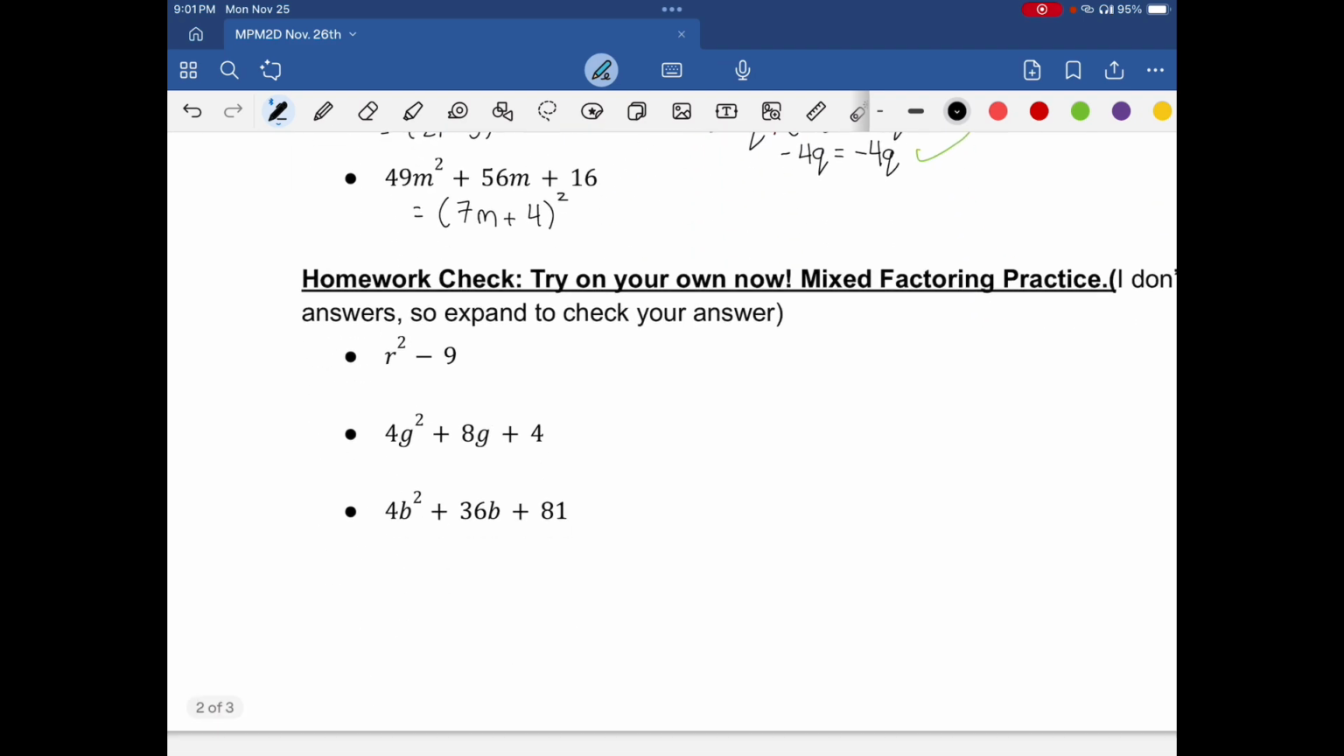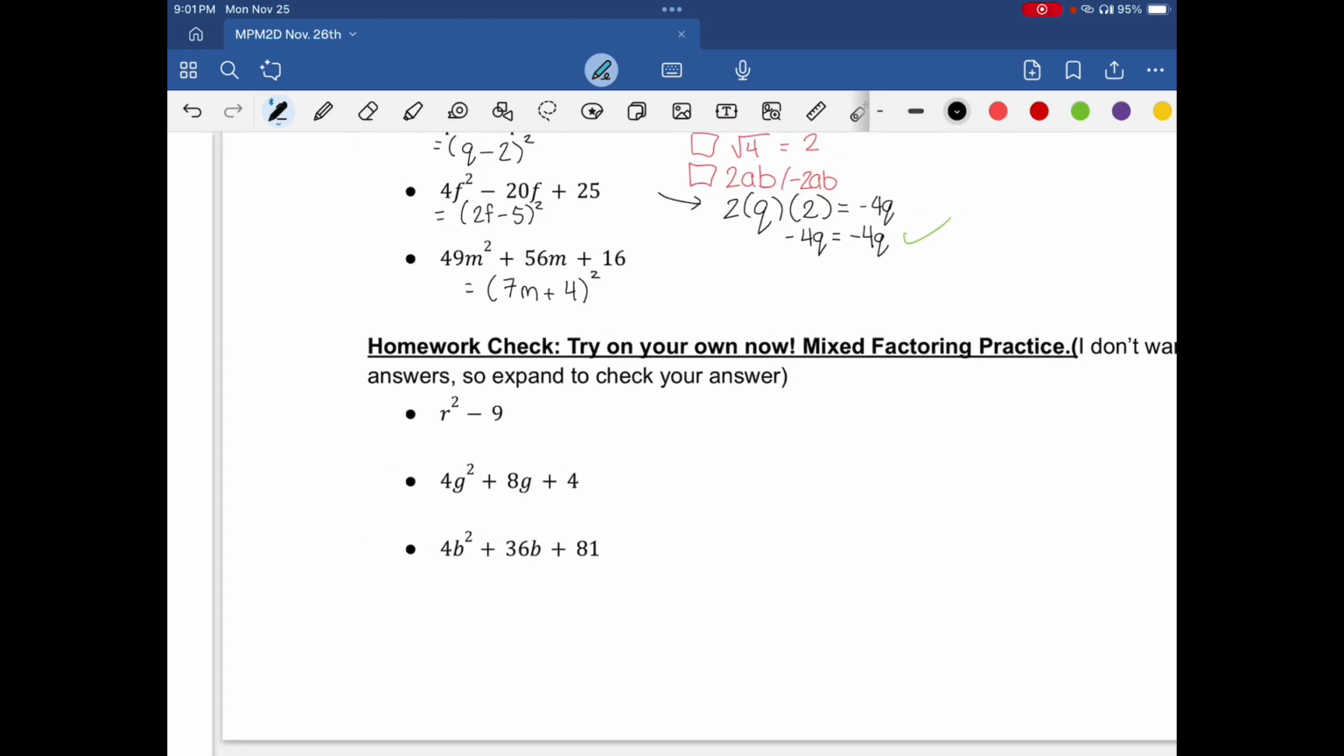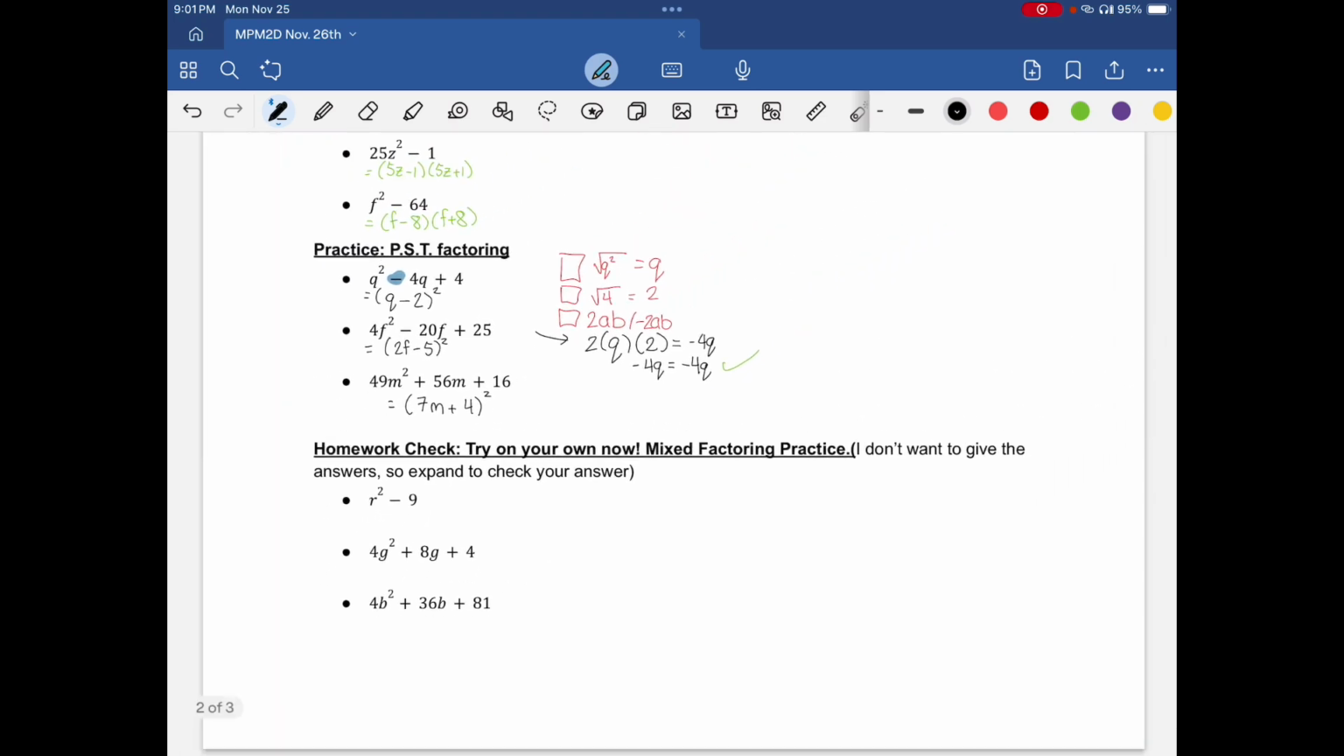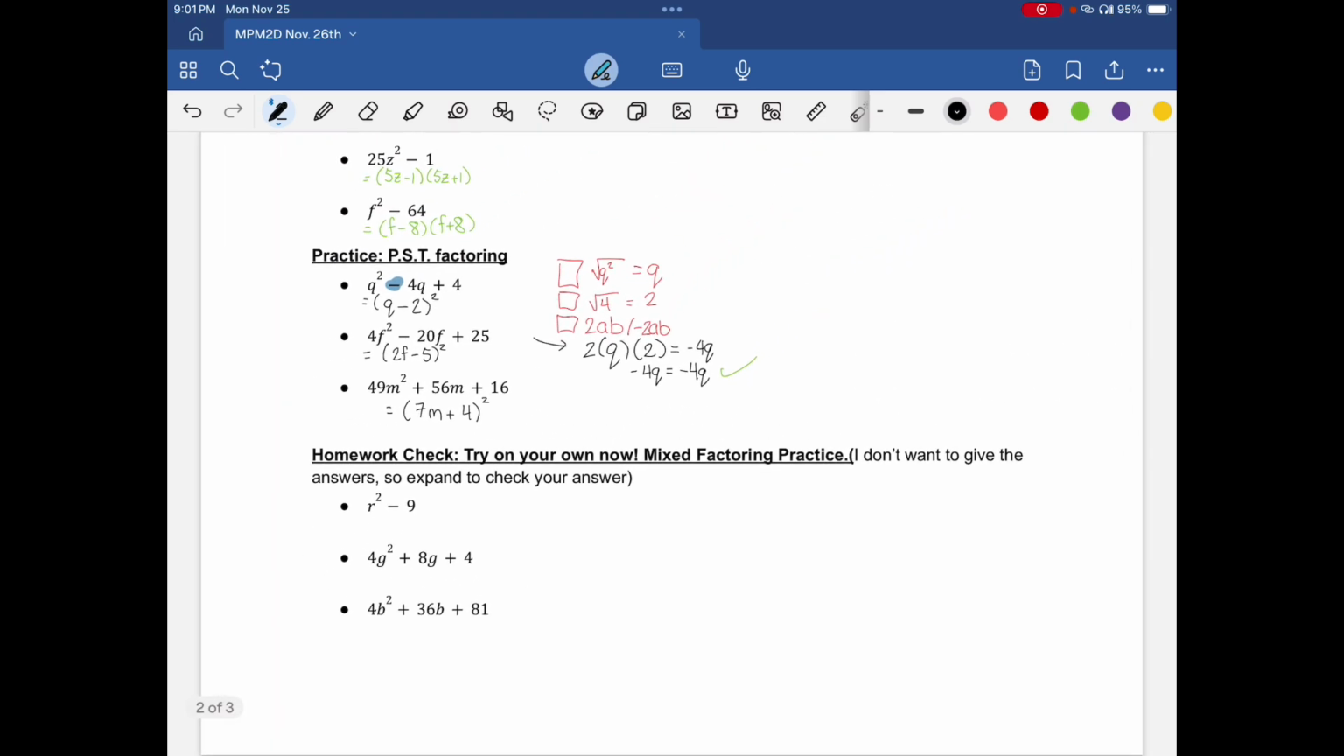And then I want you to try the homework. I'm not gonna give you the answers, but when I post these notes to the classroom, I will probably just post them with the answers.